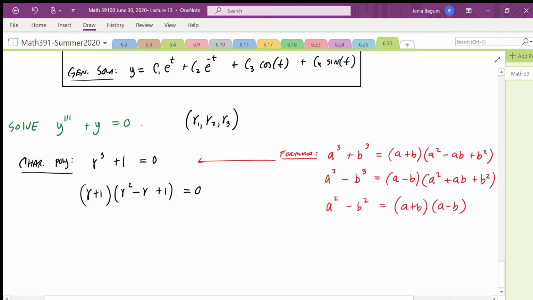So moving on. So we have one root, r1, that's negative 1. Okay, so that's real and distinct. Now, what about the roots for this piece? Are they real or non-real?